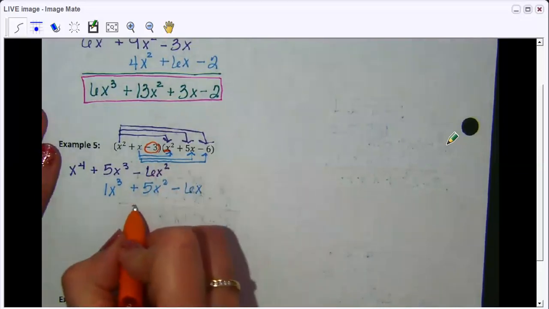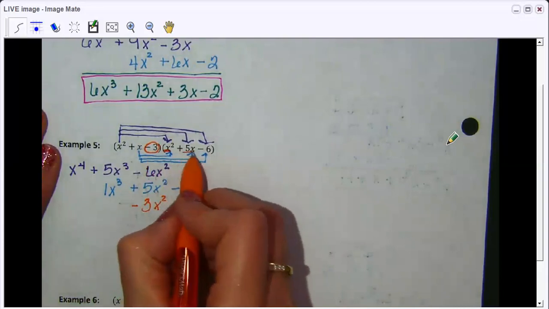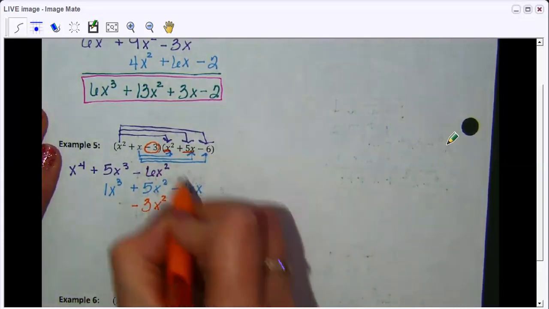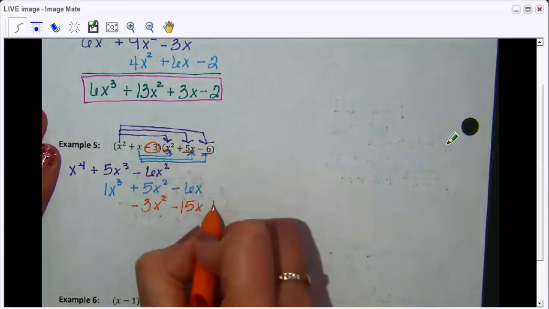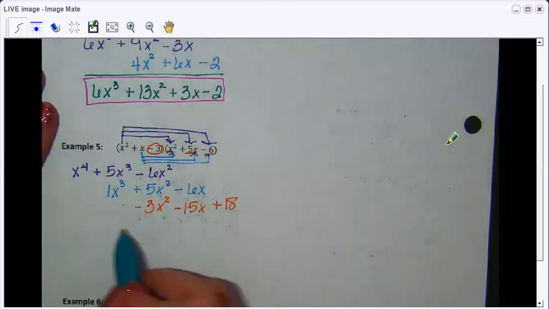So I have a negative 3x squared. And then negative 3 times a positive 5x gives me a negative 15x. And then a negative 3 times a negative 6 gives me a positive 18. Okay, now I'm going to add them all together.